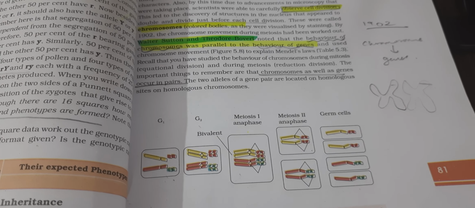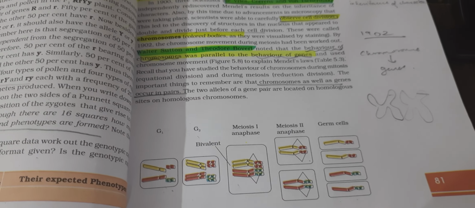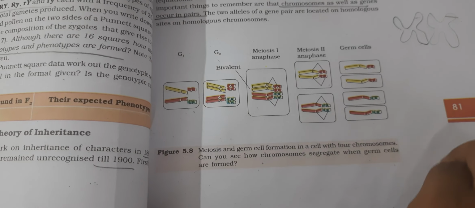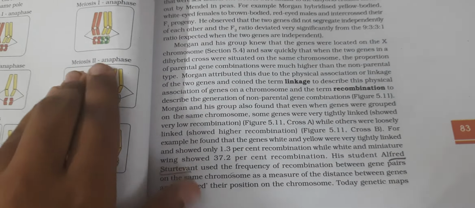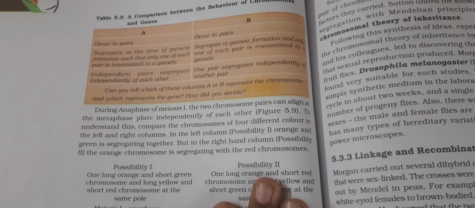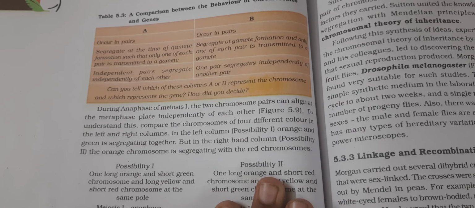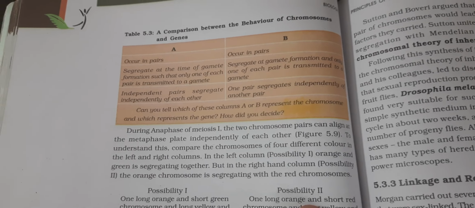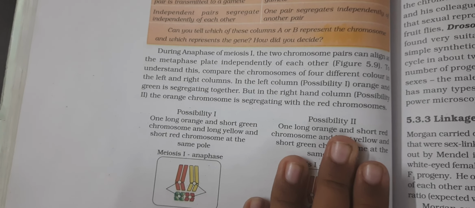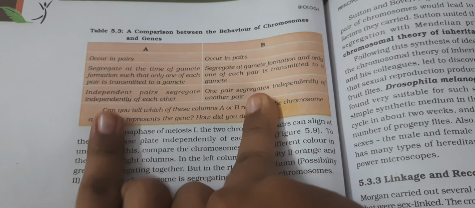From this we find out that Mendel's law can also be explained with the chromosomal theory of inheritance. It need not be alleles, it has to be genes that has to be ensured. So they found out the similarity in the behavior of the chromosomes and the genes. Basically A is genes and B is chromosomes.